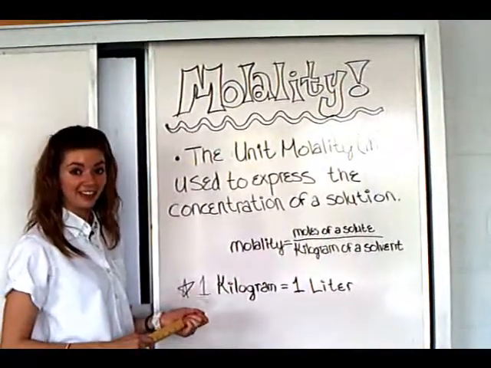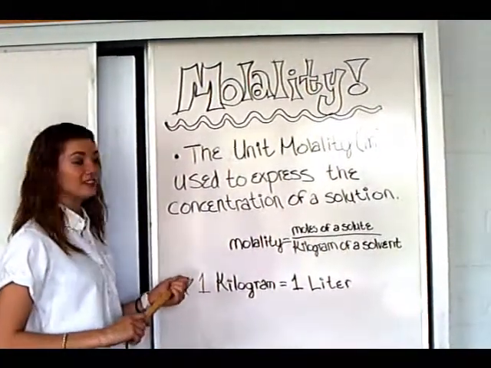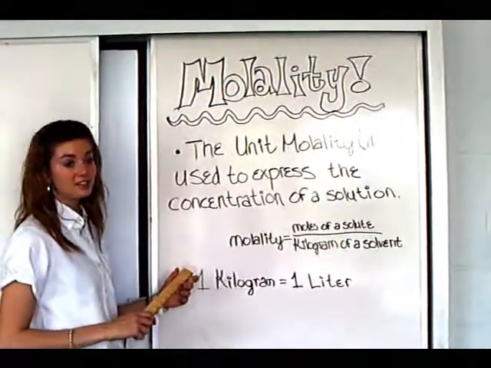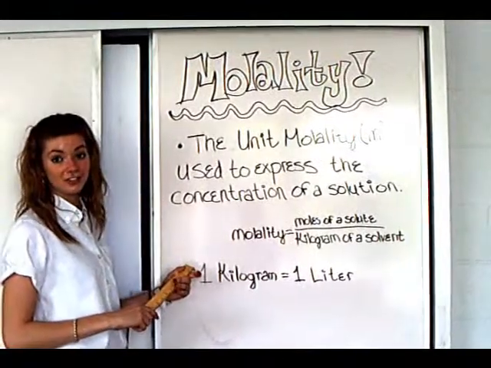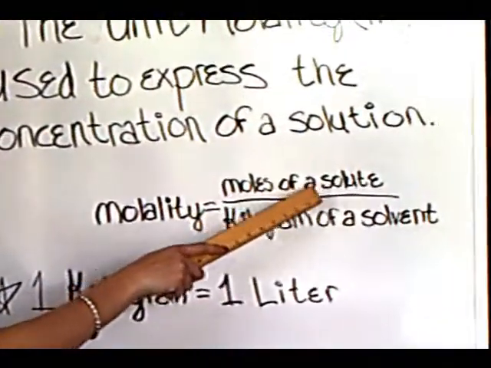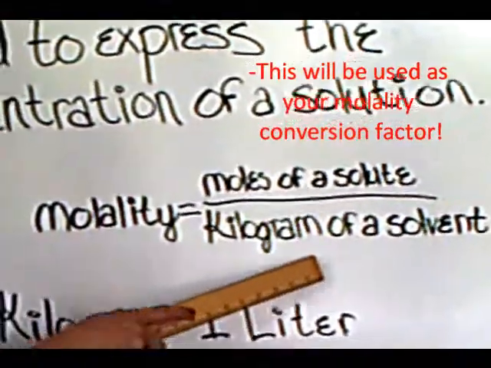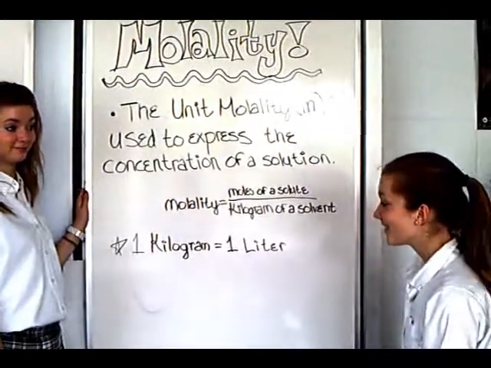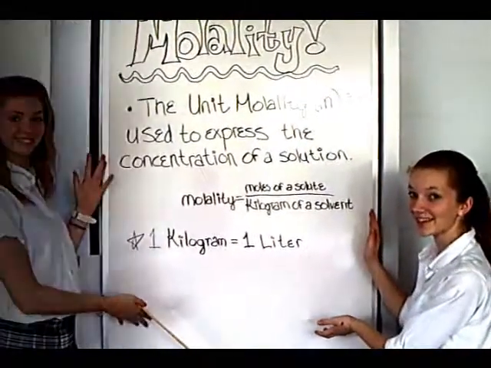Today is molality. The unit molality, otherwise known as m, is used to express the concentration of a solution. This is the equation of molality, which is moles of a solute over kilograms of a solvent. Don't forget, 1 kilogram equals 1 liter.